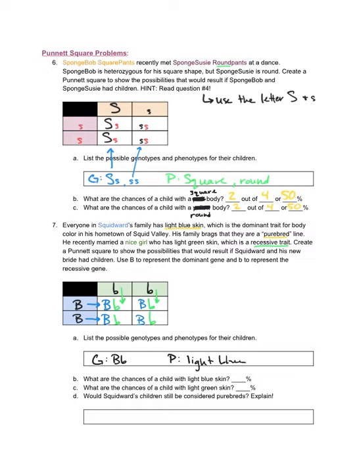Letter B says, what are the chances of a child with light blue skin? And since all 4 out of 4 are light blue, you will get 100% light blue skin. And then letter C says, what are the chances of a child with light green skin? Since none of those boxes have lowercase b, 0% of their children will have light green skin. And letter D says, would Squidward's children still be considered purebreds? And the answer, of course, is no, because they are no longer homozygous. They are heterozygous.